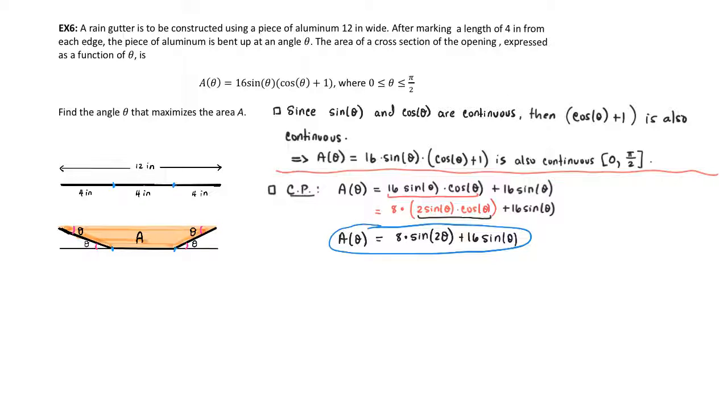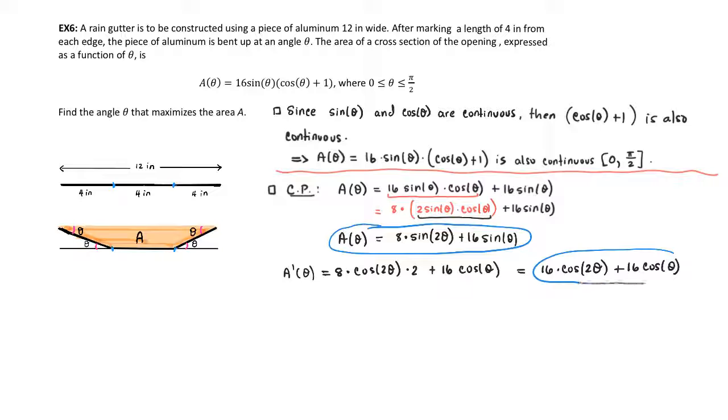So then, let's go ahead and finally find the derivative. So A prime of theta will be equal to 8 times cosine of 2 theta, now applying chain rule, times 2 plus 16 cosine theta. I'm going to simplify just a little bit, and that is going to give me 16 times the cosine of 2 theta plus 16 times cosine of theta. And nicely now, I have my derivative.